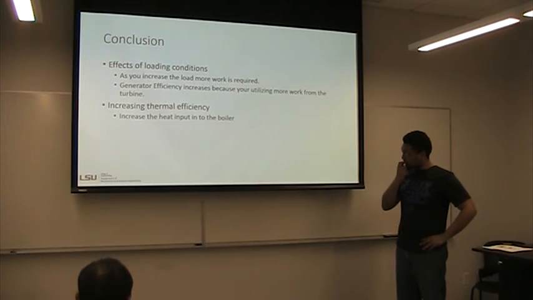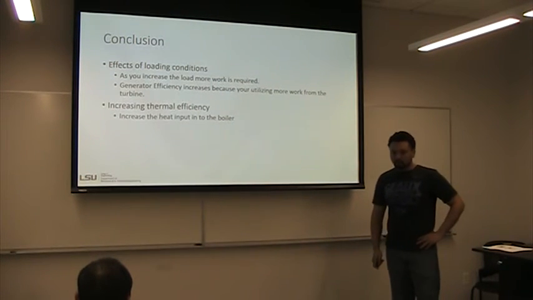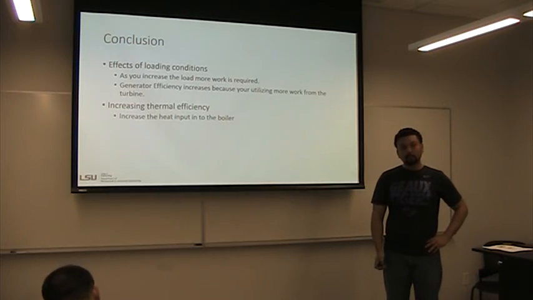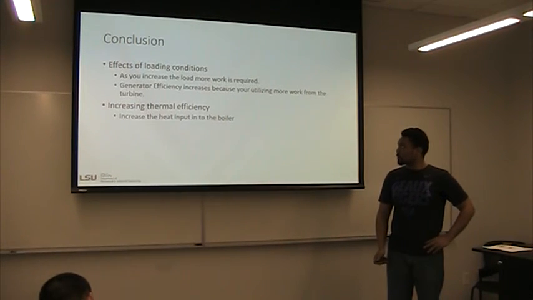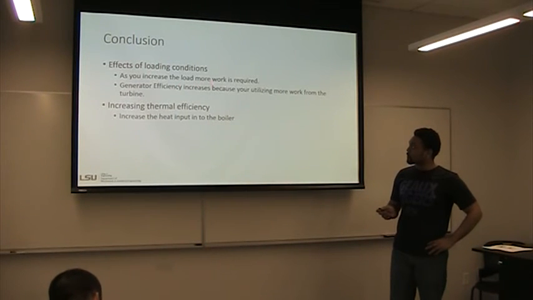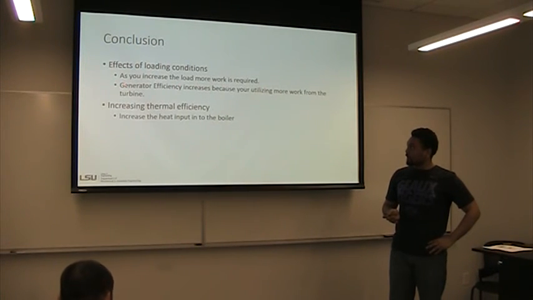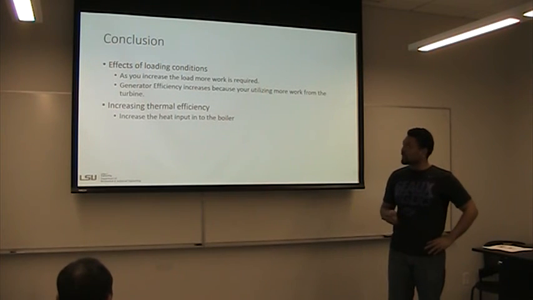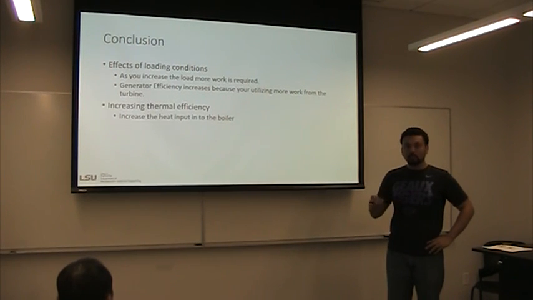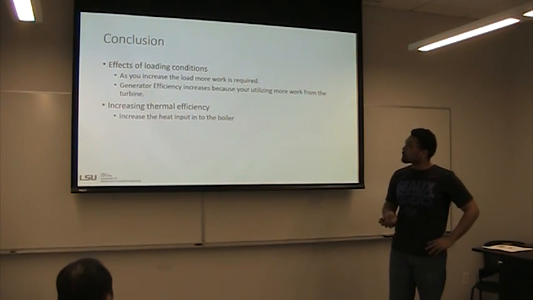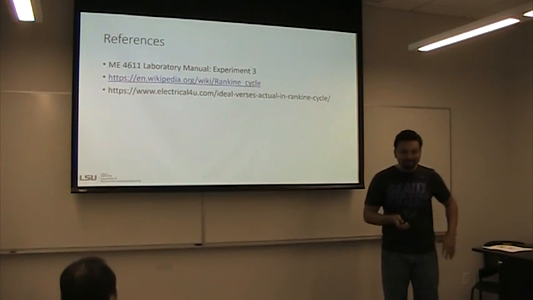And in conclusion, we were asked to evaluate the loading on the turbine. The loading is important because as you increase the load, the more work is required. And in order to have a good efficiency, you need to increase the load. If you didn't have a load, your efficiency for the generator would be absolutely terrible. And to increase the thermal efficiency, we could possibly increase the amount of heat put into the boiler, so possibly use a higher burning fuel, like hydrogen maybe. And that's it.